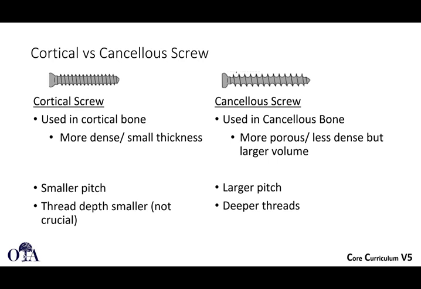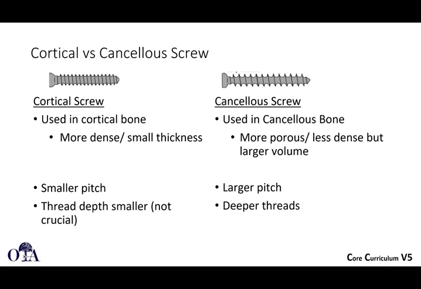So what about cortical versus cancellous screws? If you look carefully, these screws look a little bit different. The cortical screw here on the left is obviously used in cortical bone, where the bone is more dense and there's less volume. It's a smaller pitched screw. The thread depth is also smaller, although that's not crucial.